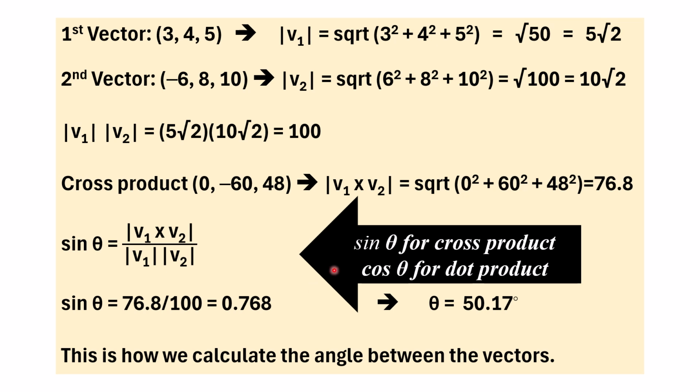And sine theta, in dot product we were using cos theta, remember, in dot product we were using cos theta, and this is sine theta. So here we have sine theta, that is cross product, and there we had cos theta in dot product. This is important. Dot product always use cos theta, cross product always use sine theta. So we got the sine theta, then taking sine inverse, we got 50.17 degrees as the angle between the vectors. So this is how we calculate the angle between two vectors.